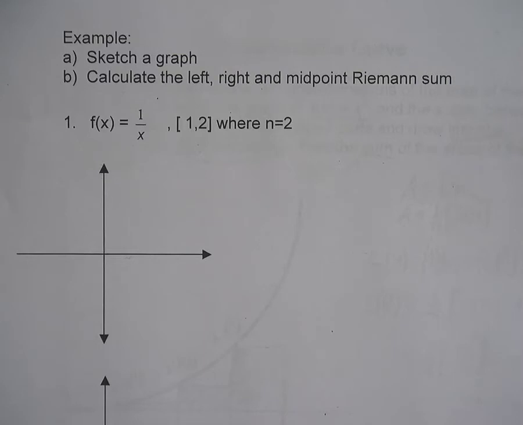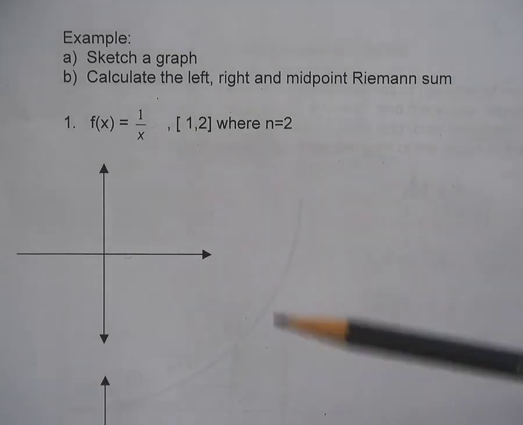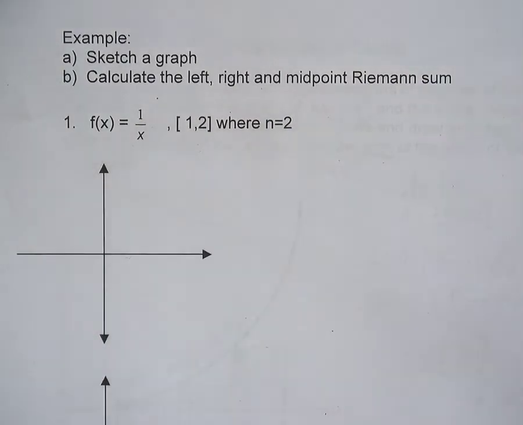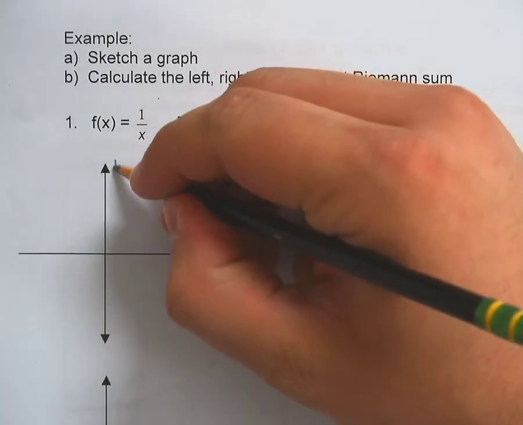So first, let's sketch a graph. 1 over x. Now, if you remember, 1 over x has a vertical asymptote at 0, and a horizontal asymptote at 0 since it's bottom heavy. It's going to look something like this.